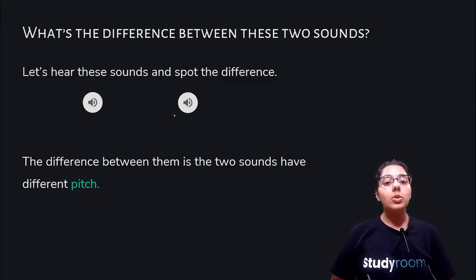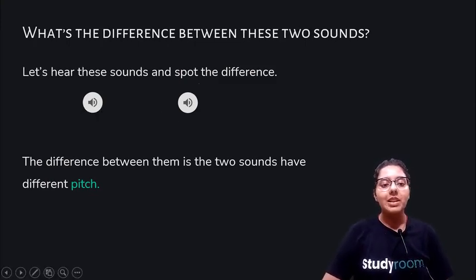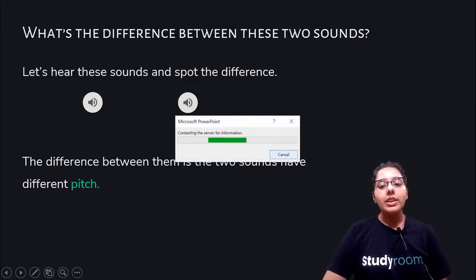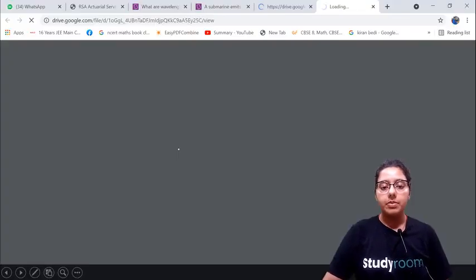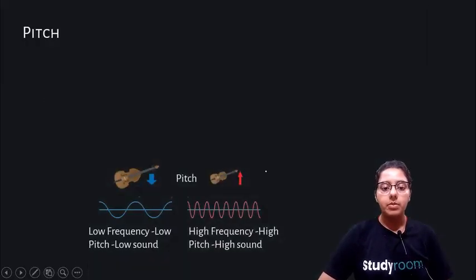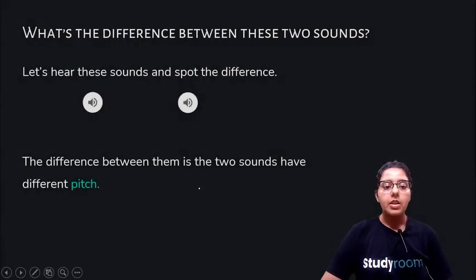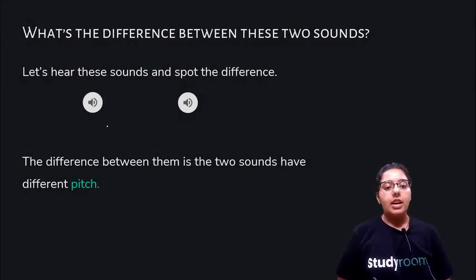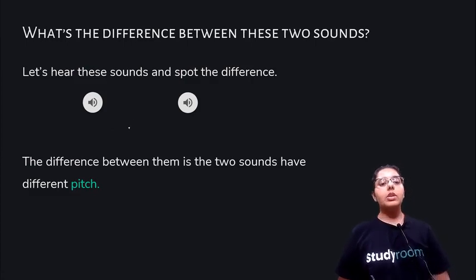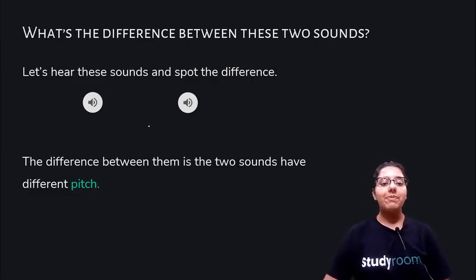So let's hear these 2 sounds and you tell me what is the difference between these 2 sounds. The difference between these 2 sounds is that this sound has a higher pitch, and this has a lower pitch. So both the sounds have different pitches.